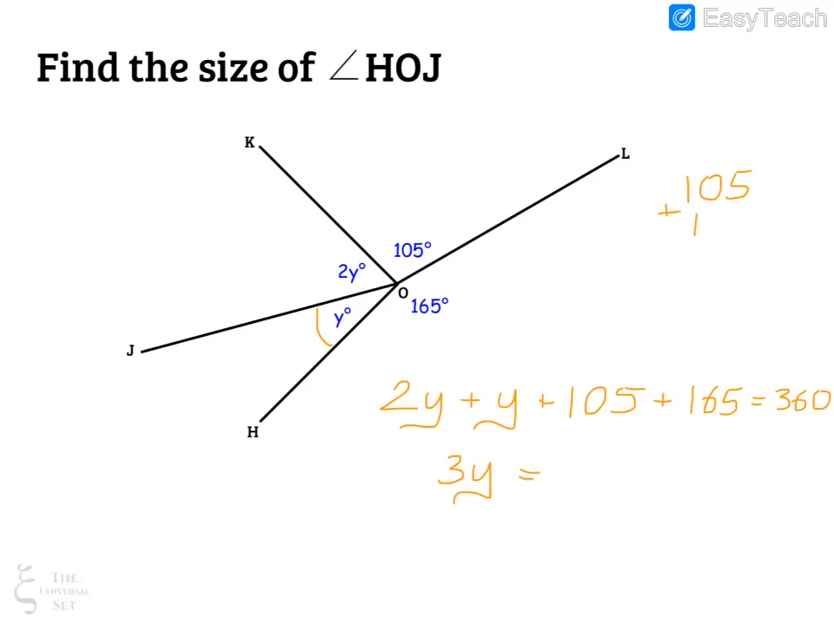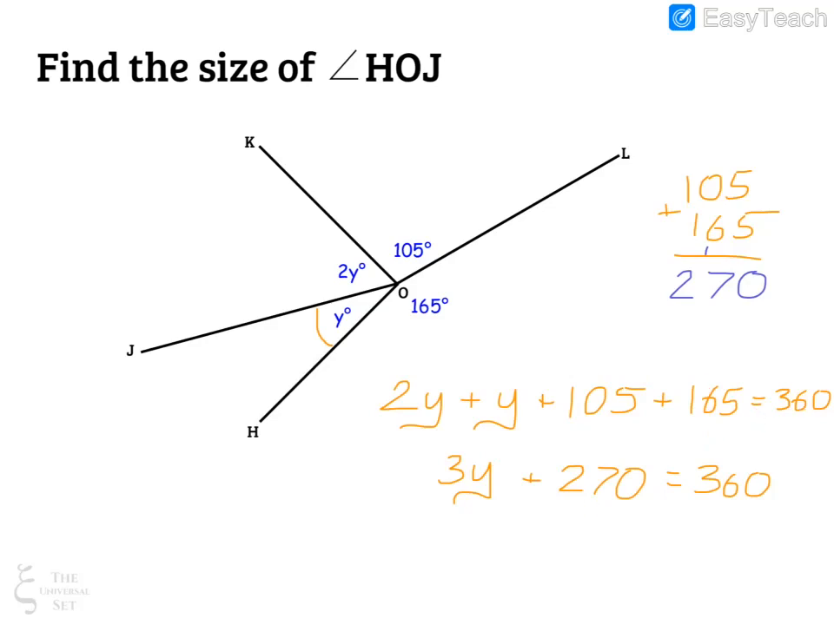105 plus 165. 5 plus 5 is 10. 0 plus 6 plus 1 is 7. 1 plus 1 is 2. So we've got 270. Oh, I was a little bit keen with my equal sign there, wasn't I? I need plus 270 equals 360. So can we see what I've done there? I've collected my y's together, 3y. I've collected my numbery bits together, 270, and that stuff all needs to equal 360.